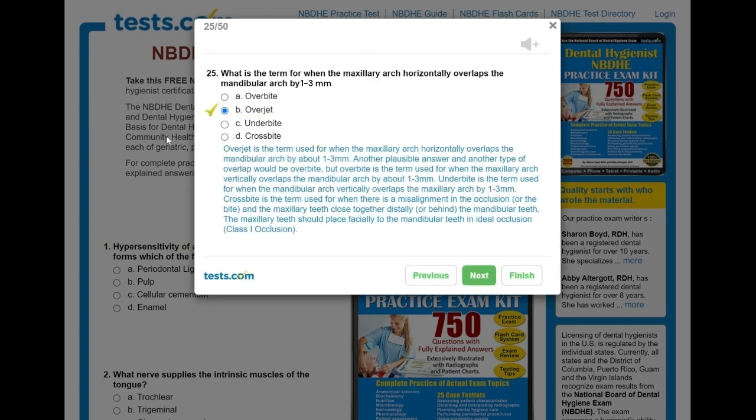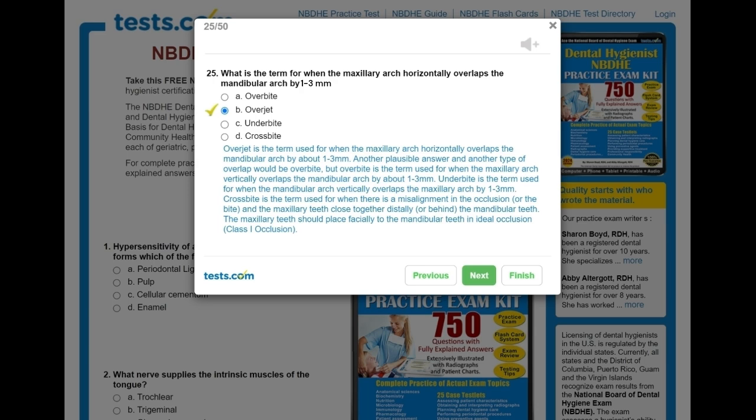B. Overjet. Overjet is the term used for when the maxillary arch horizontally overlaps the mandibular arch by about 3 millimeters. Another plausible answer and another type of overlap would be overbite, but overbite is the term used for when the maxillary arch vertically overlaps the mandibular arch by about 1 to 3 millimeters. Underbite is the term used for when the mandibular arch vertically overlaps the maxillary arch by 1 to 3 millimeters.